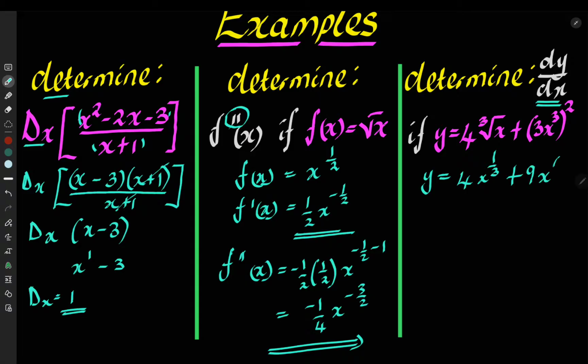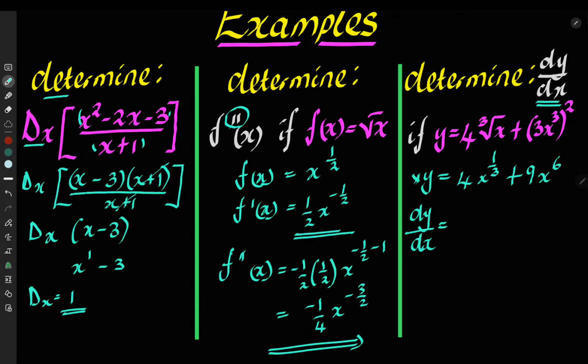So that will be 9x to the power 6. Now you can go ahead and find the dy/dx. So you make sure that you only write dy/dx when you do the derivative. You don't write dy/dx at this point here. So you only write it when you do the derivative.